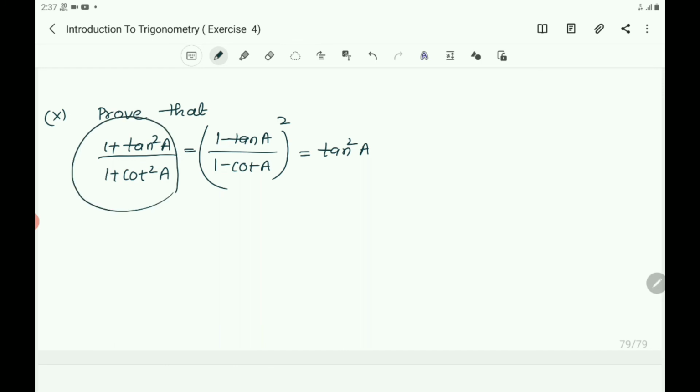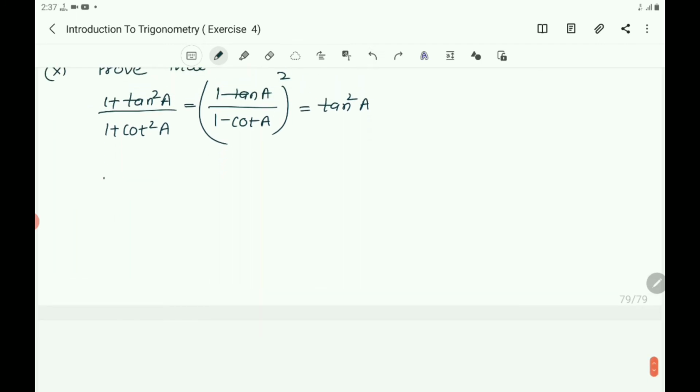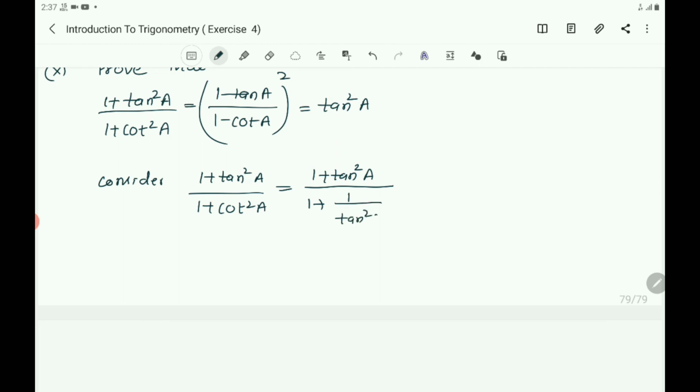Now you take this first one. Consider 1 plus tan square A by 1 plus cot square A. That equals, you write the numerator 1 plus tan square A as it is, 1 plus tan square A by 1 plus 1 by tan square A. You know that cot A equals 1 by tan A.